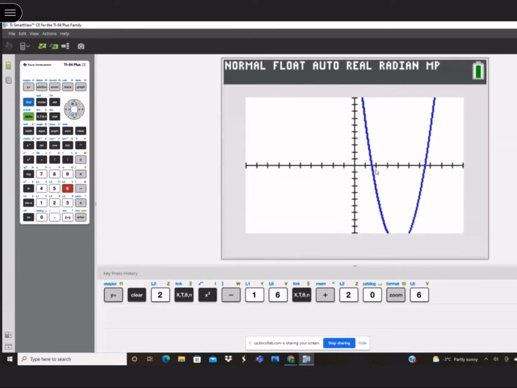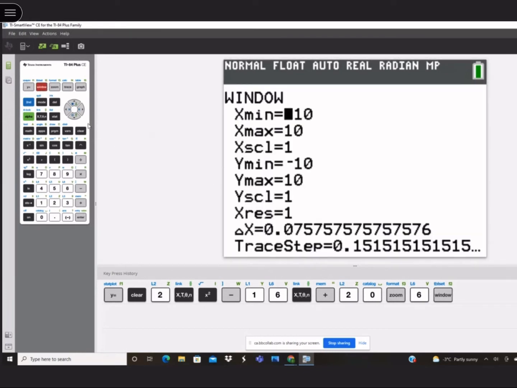When we hit graph, we almost see exactly what we need to see out of this graph, but we can't see the bottom part of the vertex here. So I'm going to change my window dimension a little bit and make my y minimum slightly lower. So maybe negative 15 will be sufficient. We can give that a try and see how that looks for your graph.